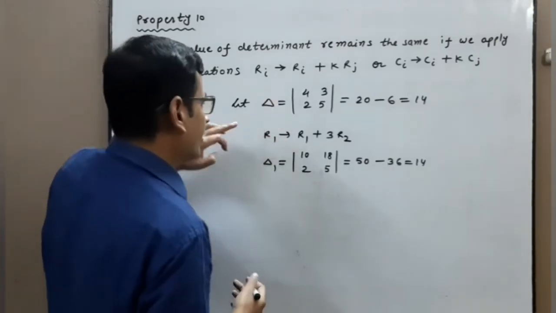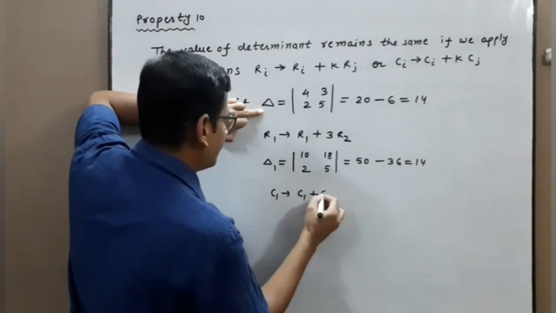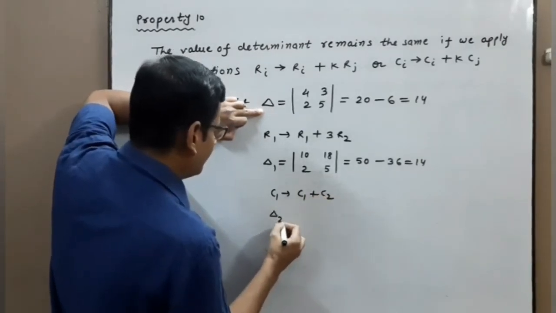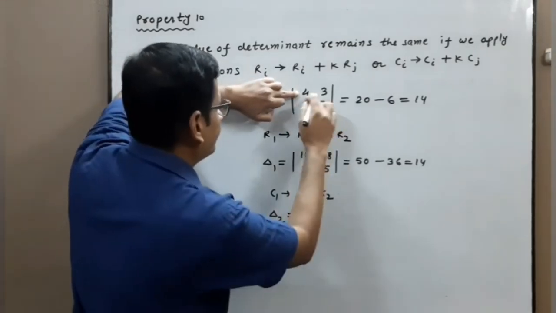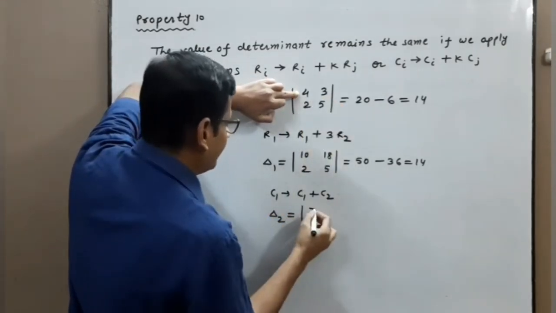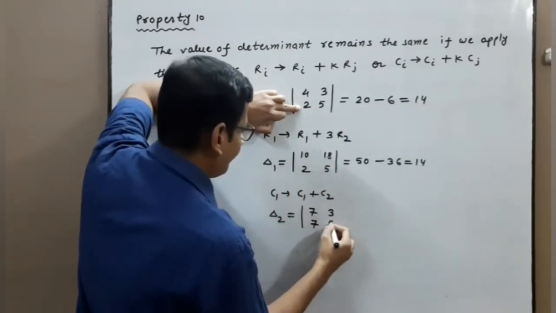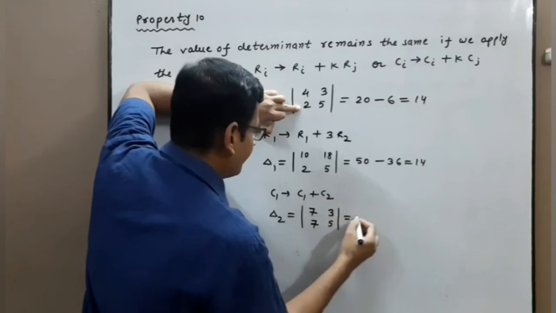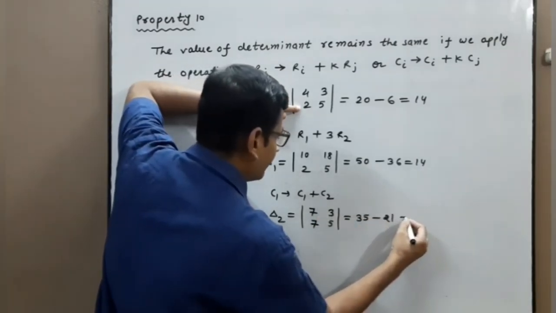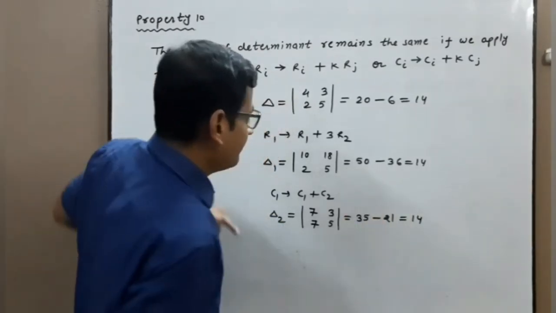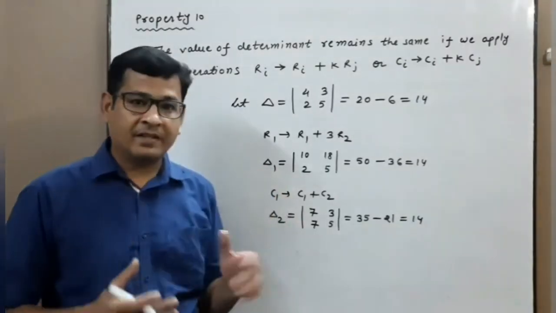Now we can apply a column operation, C1 tends to C1 plus C2. Then we get a new determinant, del 2. 4 plus 3 is 7, 2 plus 5 is 7. Now simplify. 7 into 5 is 35 minus 7 into 3 is 21, which is equal to 14. It means if we apply any elementary operation, the value of the determinant remains the same.